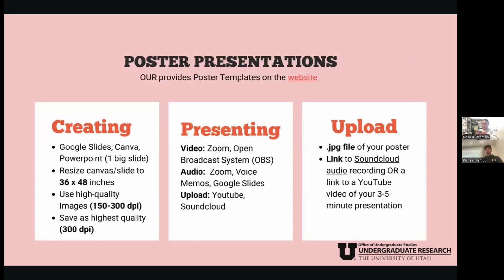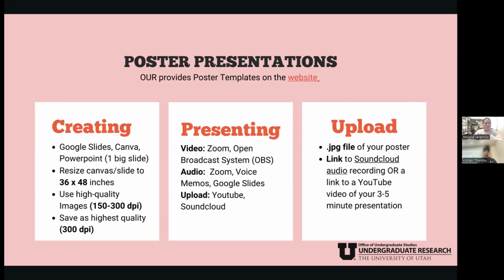Yeah, so when it comes to poster presentations, our website provides a lot of poster templates. You can check out on the slide on the website. But when you're creating your poster, ideally you want to do it as one big slide through Google Slides, Canva, PowerPoint, and you want to resize the canvas/slide to 36 by 48 inches. This is important because you keep a lot of the high resolution quality for text information and images. And it also, when you're making your poster on this one big slide through this platform, when you print it out, it also will just format a lot easier for printing.